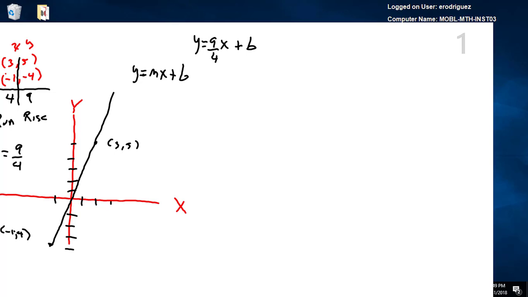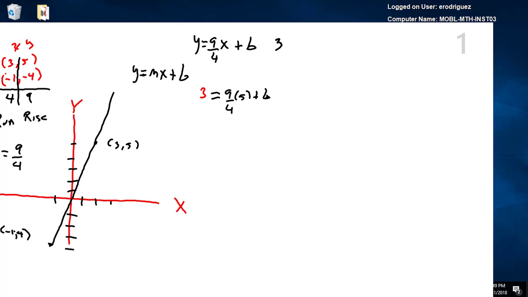Now, here we go from 3 to 5, rise over run. So now we have our slope, and we can put our slope right in there, where m is. Okay, so now I'm replacing m with 9/4. So now I'm going to put that over here.